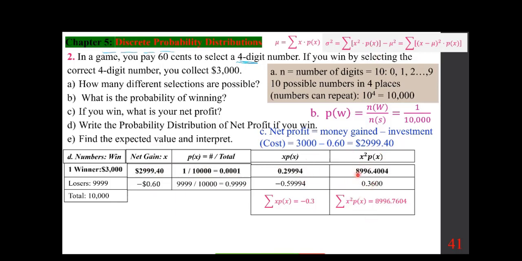That is really not what the question is asking us, but I thought at least you have seen the calculation here. Now, summation of x, p of x is mu, and it's negative 0.3. And this is extremely important to understand. Mu is this amount, whereas sigma squared is this amount minus mu squared, and sigma is the square root of that, by the way, which is sigma squared is the variance and sigma is the standard deviation.